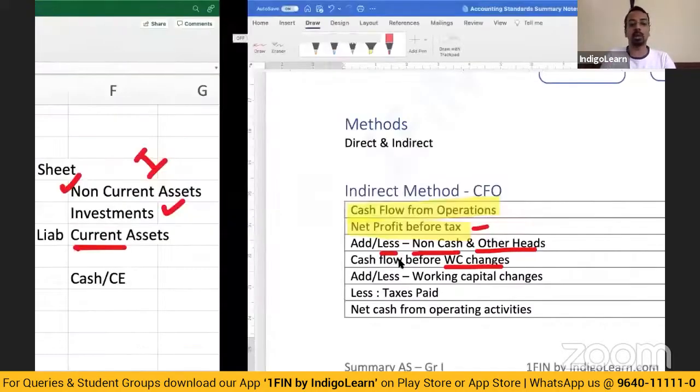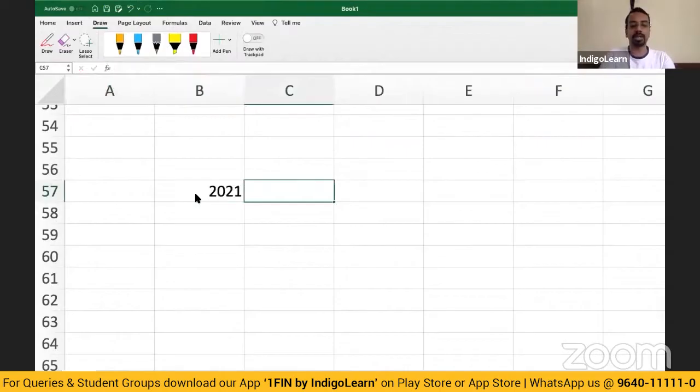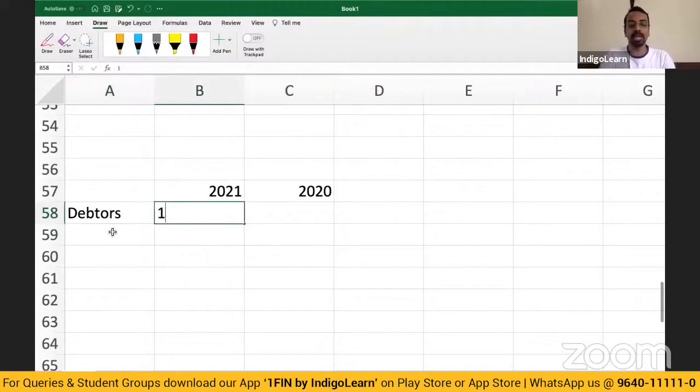Now, working capital changes, what happens? Generally, you will be given, let us say, the 2021 balance sheet and the 2020 balance sheet. And please, in the examination, be careful while reading whether 2020 is given first or 2021 is given first. Okay. And let us say there are debtors. Debtors of 1000 here, and here it is 1100.